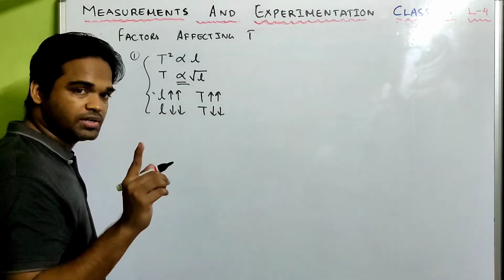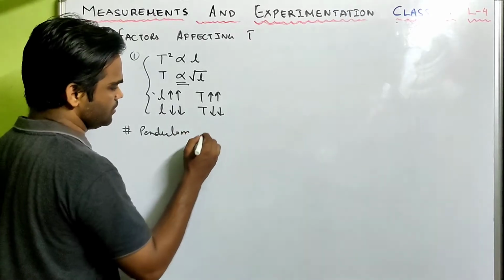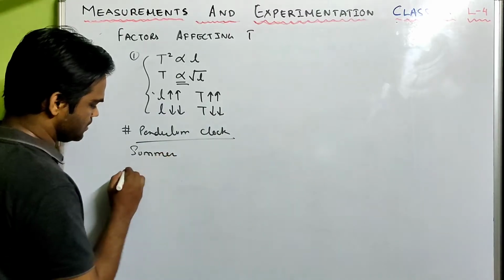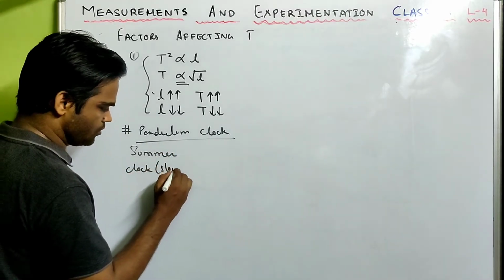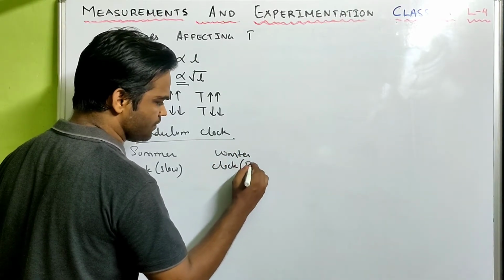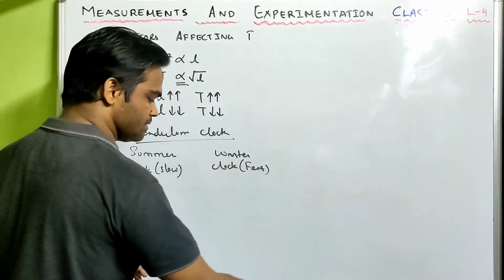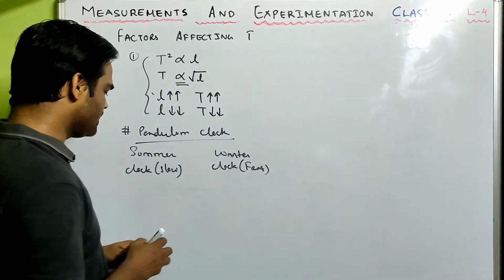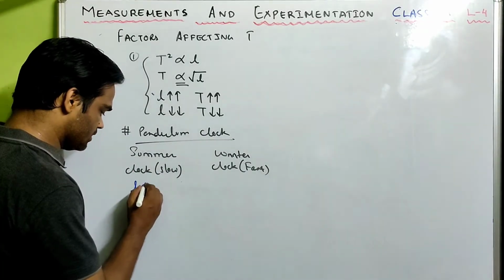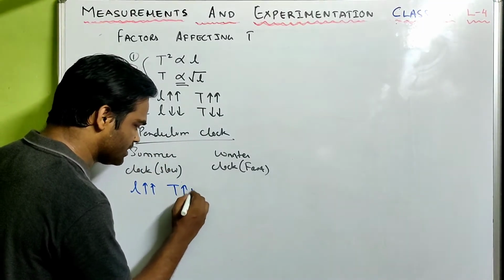This we notice in a pendulum clock. In a pendulum clock, what do you notice? I'll tell you. In summers, the clock becomes slow. In winters, the clock becomes fast. Now, how is this possible? All because of length. What happens? In summer, due to the heat, we know that solids expand. The length of the pendulum increases, which means the time period increases.